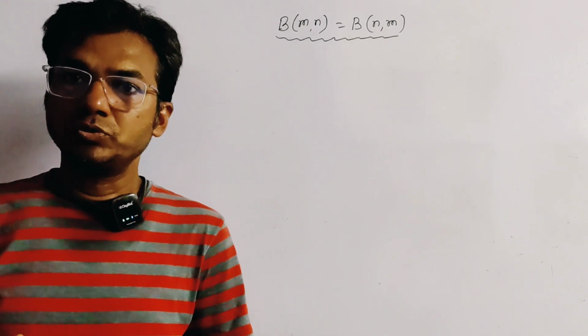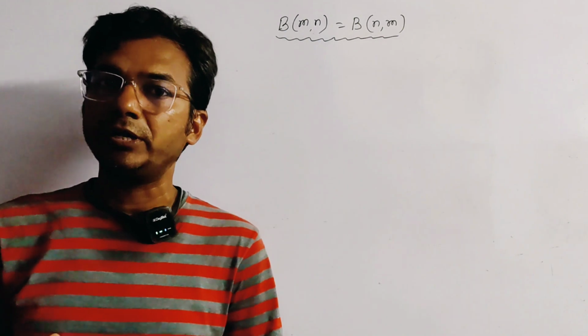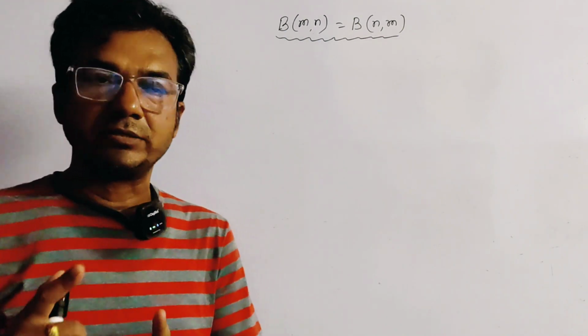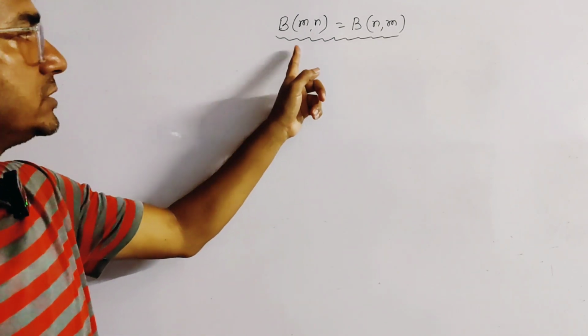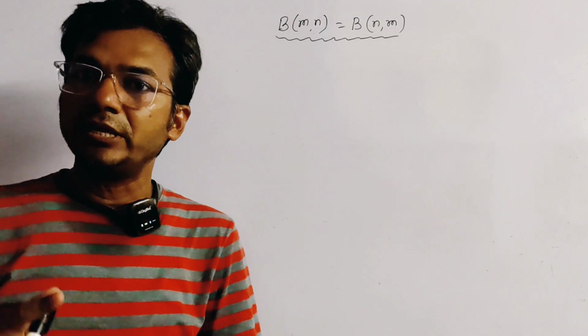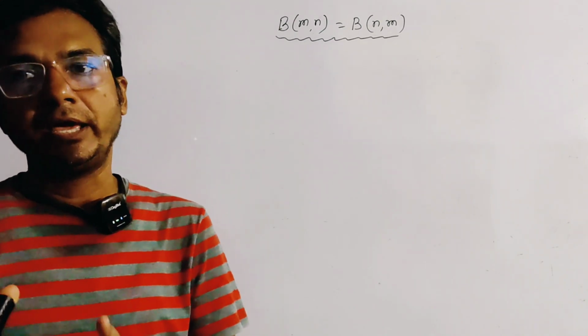In this class, we want to prove a very important property of the beta function, and the important property is beta(m,n) is equal to beta(n,m). That is, the beta function is symmetric about its two parameters m and n.